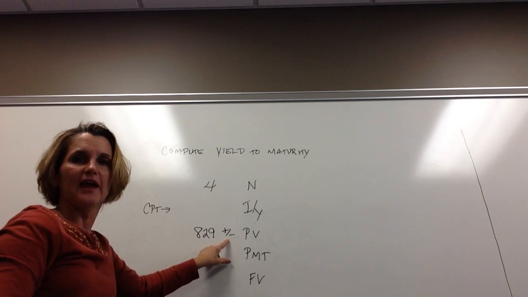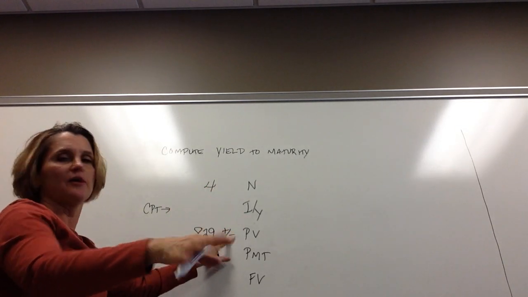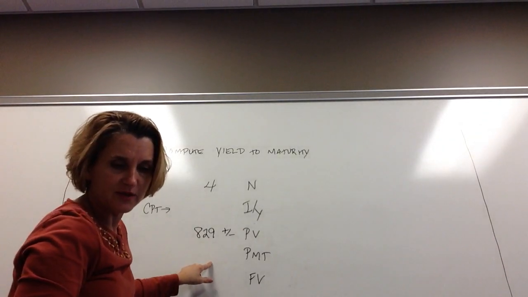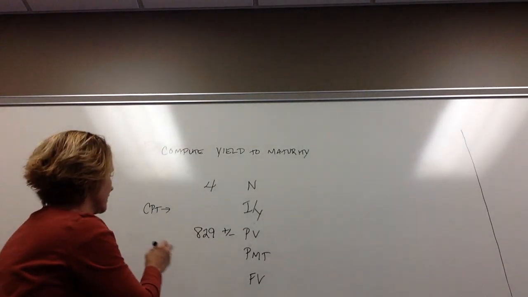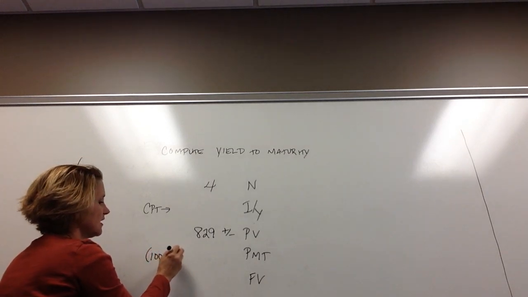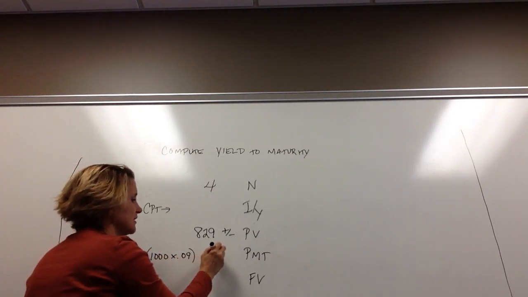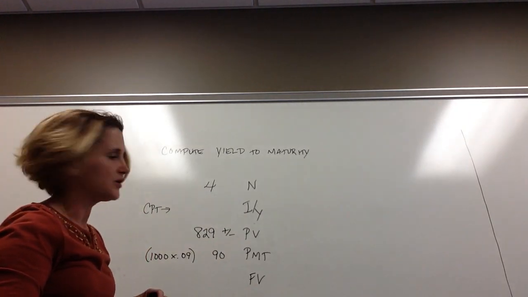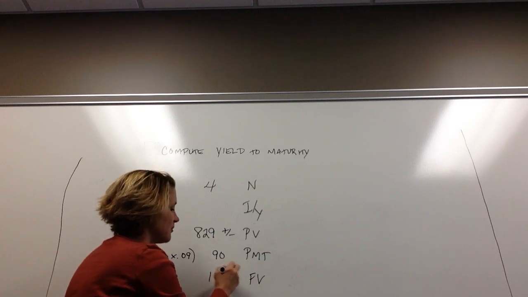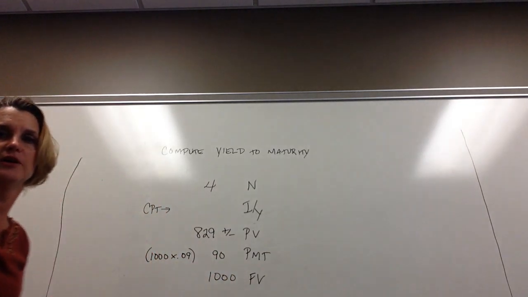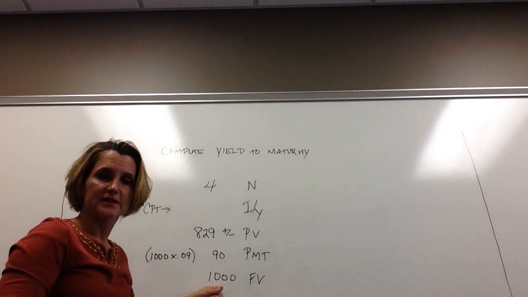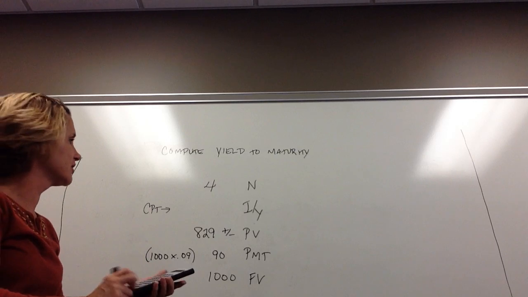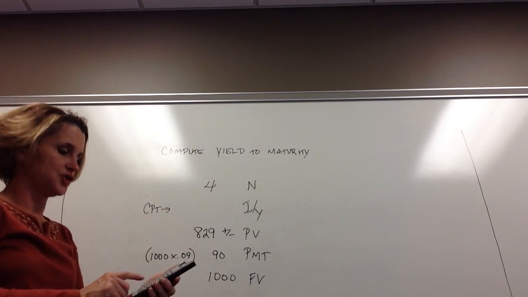So again, I'm going to make that negative, because if I were the investor, I'd be giving up $829 today to invest. I receive a payment, though. It pays a coupon rate of 9%. So $1,000 times 9% gives me a $90 interest payment that I would receive every year. And then the future value of a bond is always $1,000. That's how much the company owes you and is legally obligated to pay you back. So now we'll put those into our calculator and figure out what that yield to maturity is.